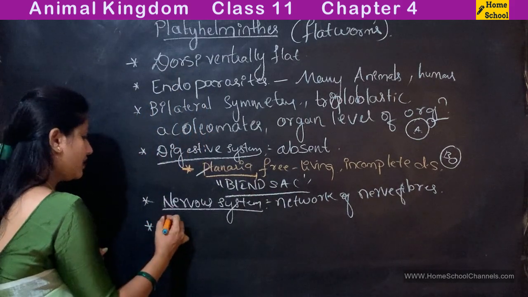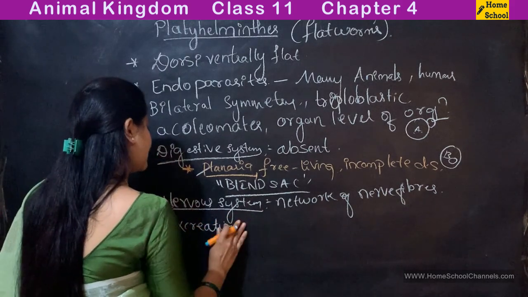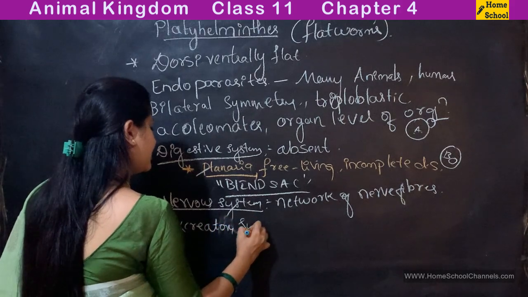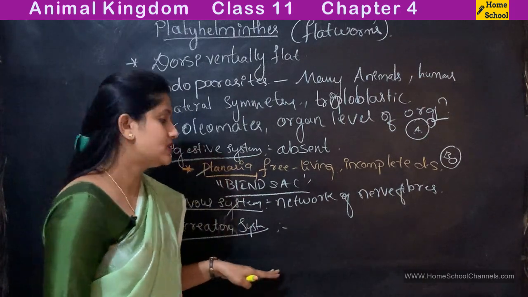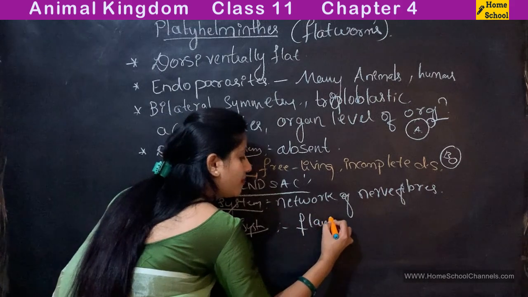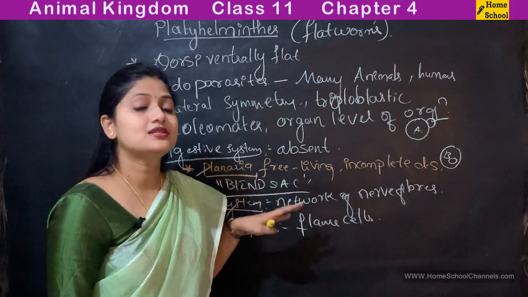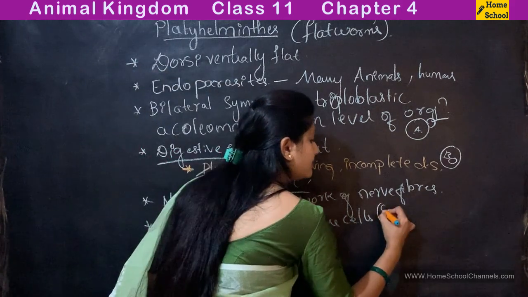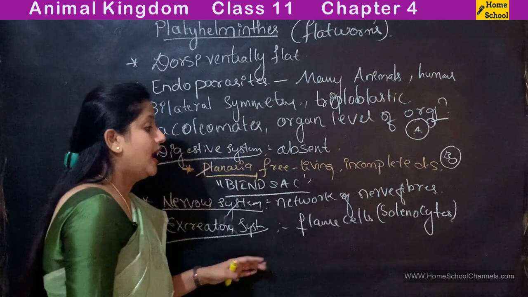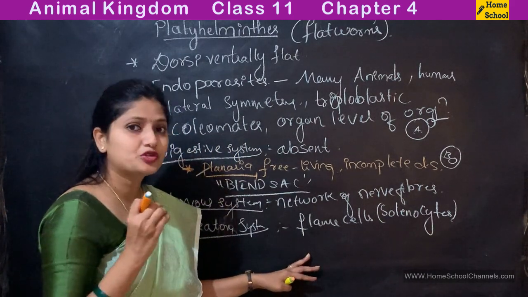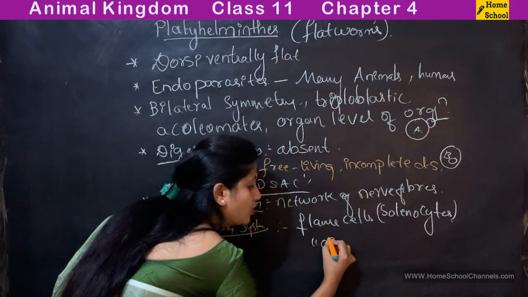Hence, the excretory system. For the excretion, there are some specialized cells which are called flame cells. These flame cells are also called solenocytes. They are specialized cells which help in excretion as well as osmoregulation.